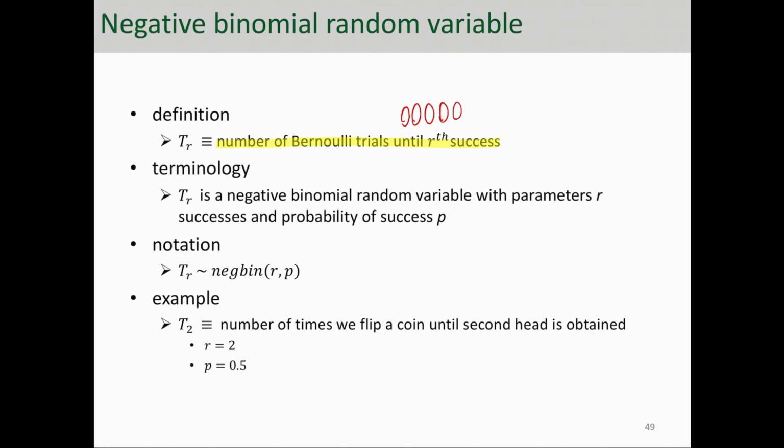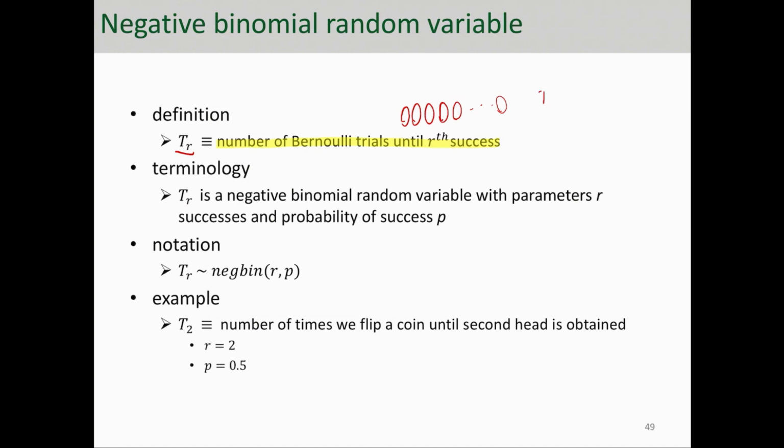You can have r equal to 2. That means you stop counting these trials once you get to your second success. And the way that we notate this random variable is t sub r. Instead of n sub n that we had for binomial, here we have t sub r. Let's take an example like earthquake in a given day, right? And that's a success failure situation. You either have an earthquake in a day or no.